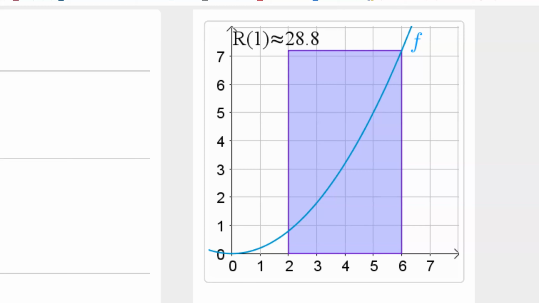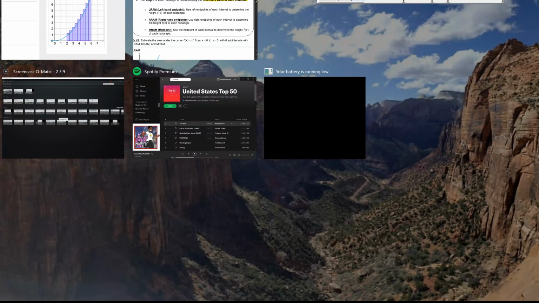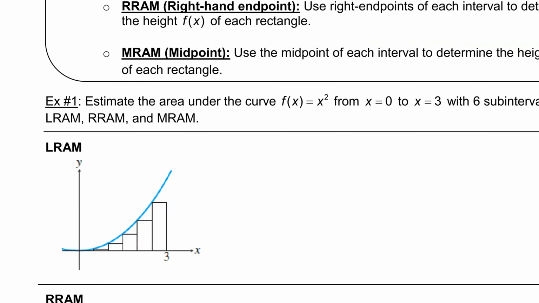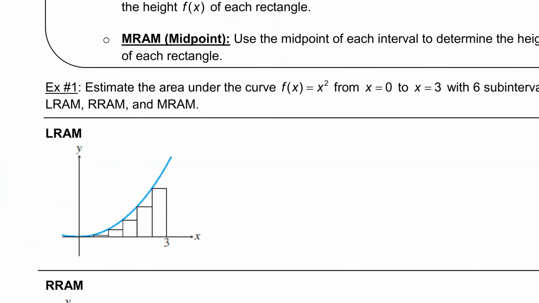Okay. Let's try this first one. We're going to estimate the area under the curve f of x equals x squared from 0 to 3 with 6 subintervals with LRAM, RRAM, and MRAM. Left hand, right hand, and midpoint rectangular approximation method. That's why we say RRAM, much shorter. So notice LRAM, the left point of each of my rectangles will touch the function.